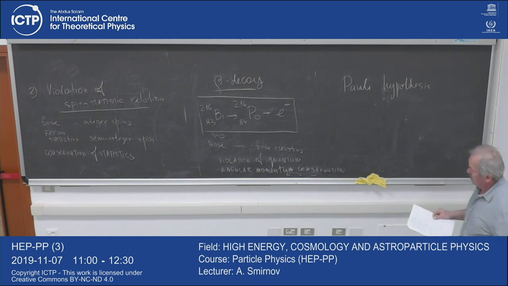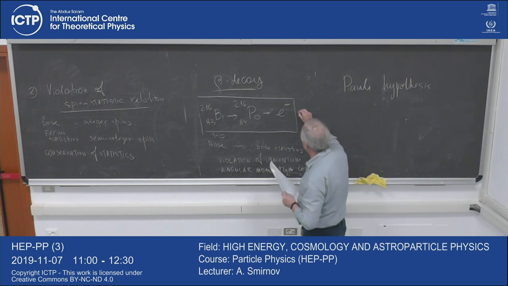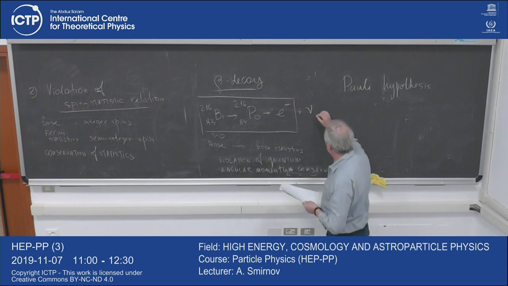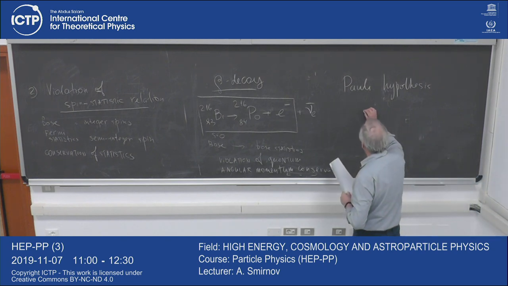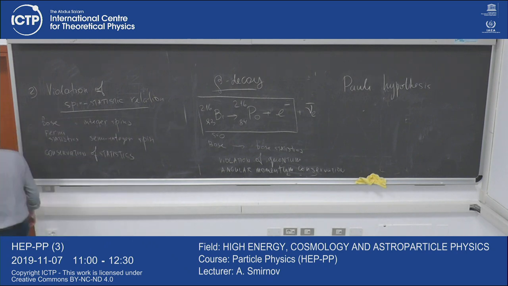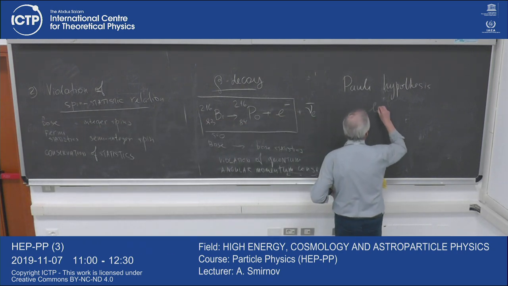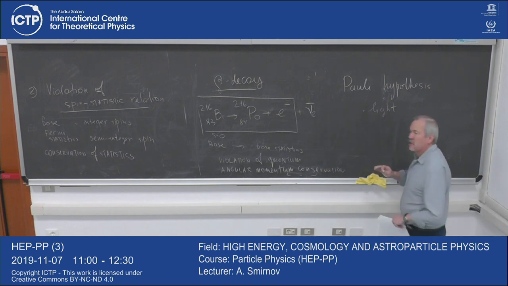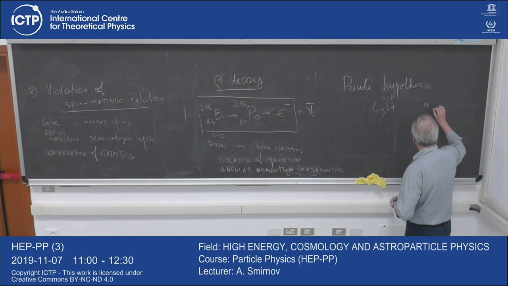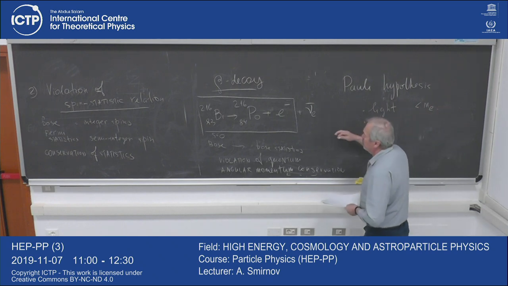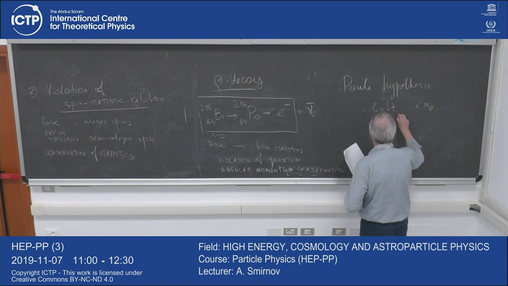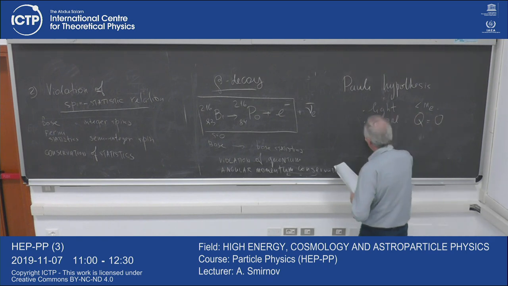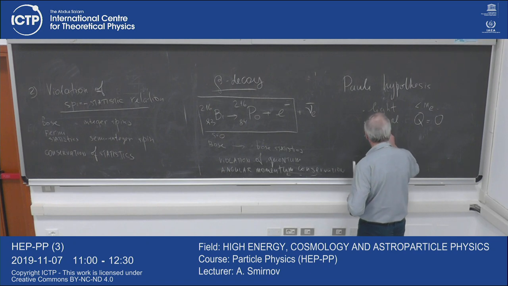is that a new particle, an additional particle, is emitted in beta decay, and I will use our model notations. So this particle should be light, smaller than the mass of the electron, not to destroy the kinematics of the process. It should be neutral, so electric charge is zero. And it should have spin 1/2.